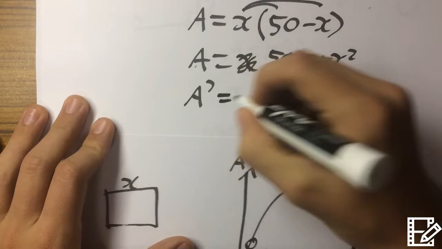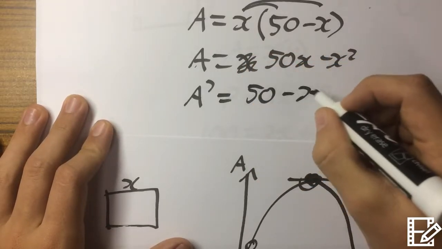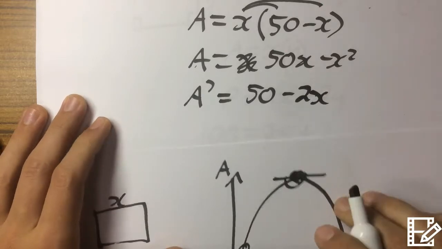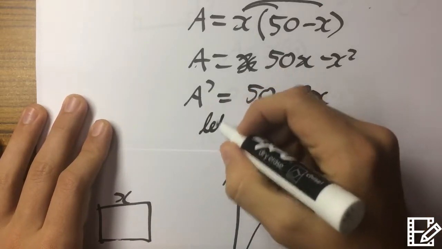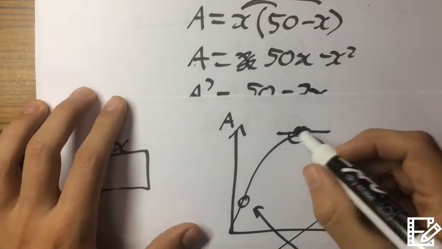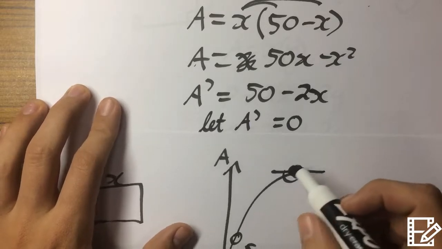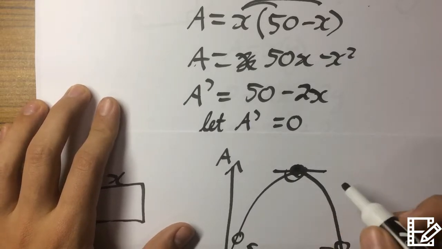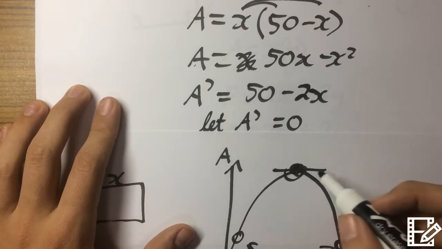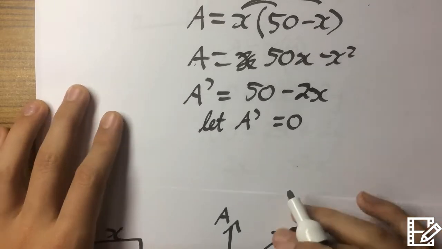So, we find the derivative, that'll be 50 minus 2x. And then we let the derivative equal 0, because that means we're letting the slope equal 0. At this point, the tangent line is only going to pass through one point and the slope is going to be 0. Therefore, it's going to be at the maximum in this case.